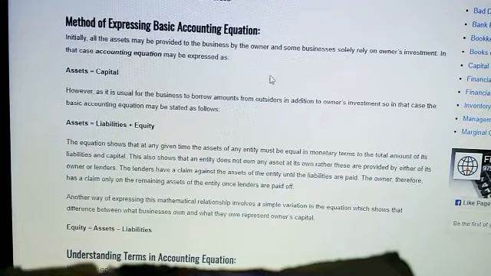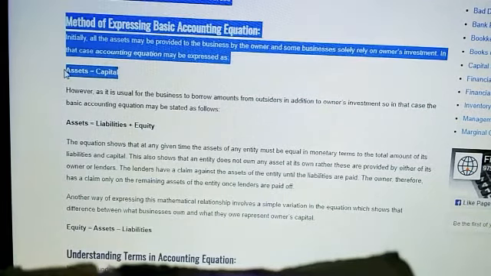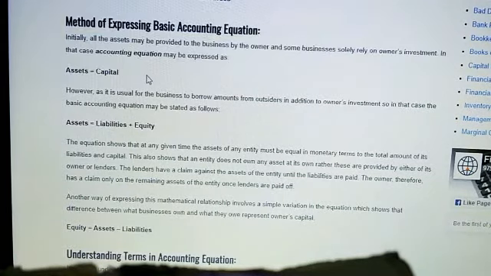So if I talk about whatever we have when we start a business, the things which we have are known as our assets, or equally which is known as capital. So we can see here assets is equal to capital.